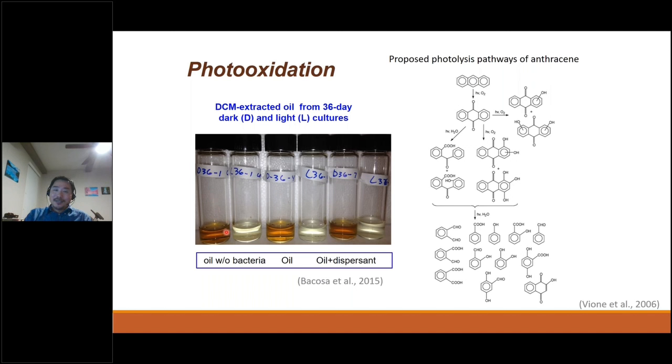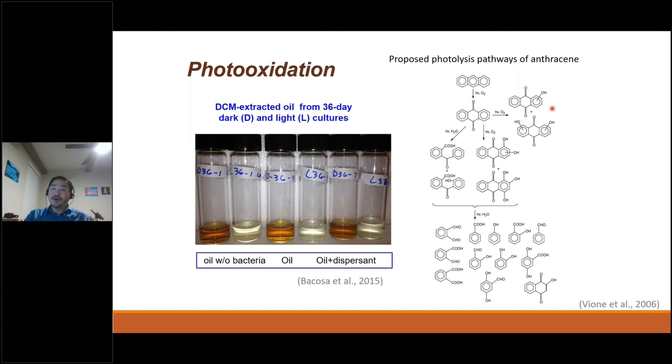You can see this is after the oil was extracted with DCM, the organic solvent. After 36 days, whenever you have the light treatment, these three light treatments, after a month the color is gone. So clearly that is another sign of the aromatic hydrocarbons being destroyed.